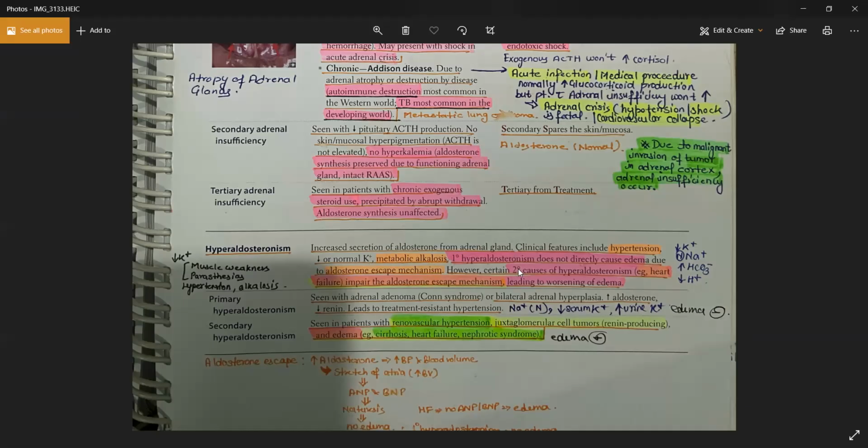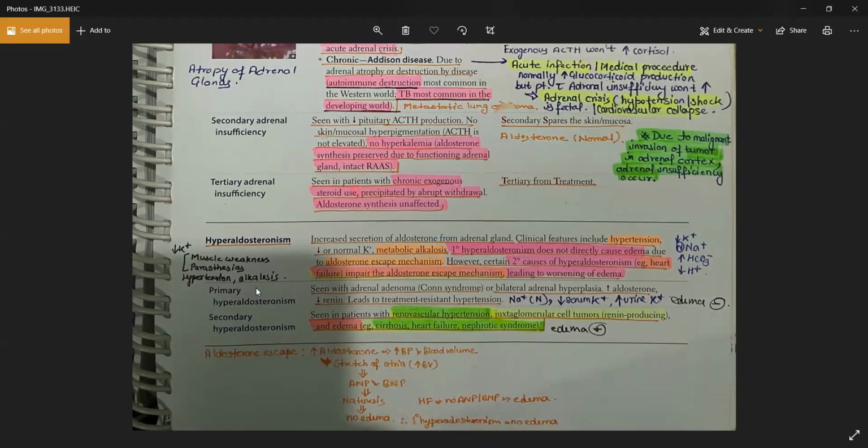But in case of a secondary cause of the hyperaldosteronism, where you have a RAS activation, where you have too much activation of the RAS, and as a result, too much activation of the aldosterone, in that case, you do not have any aldosterone escape mechanism, right? And in that case, you will have the fluid overload, and that can lead to the heart failure. Very important. Okay.